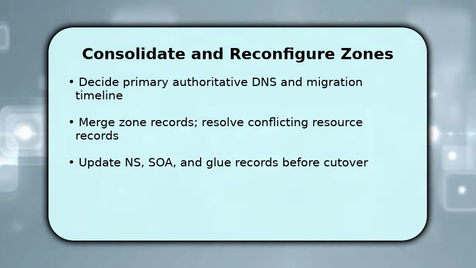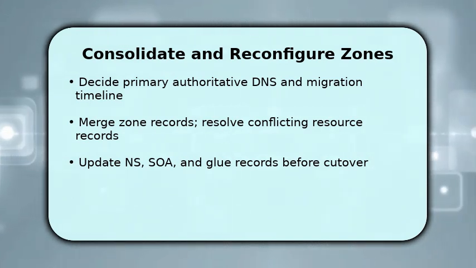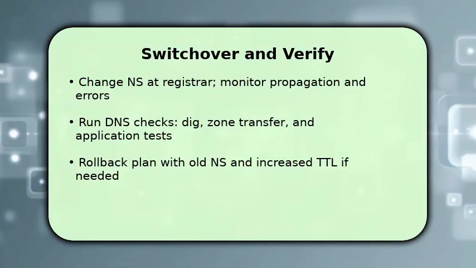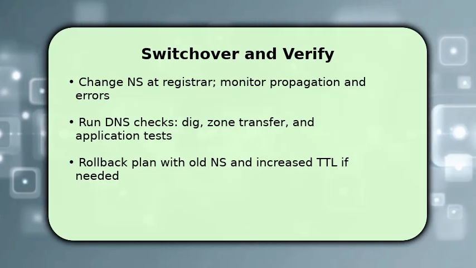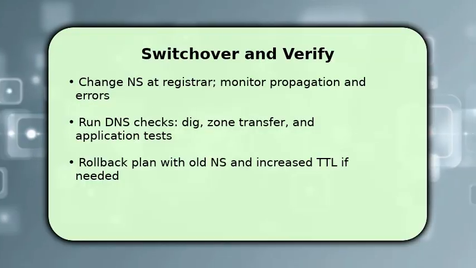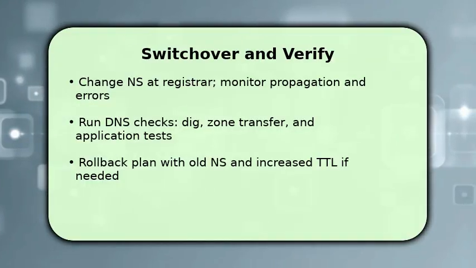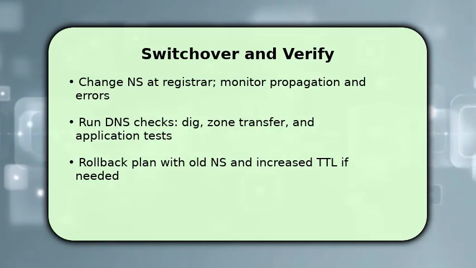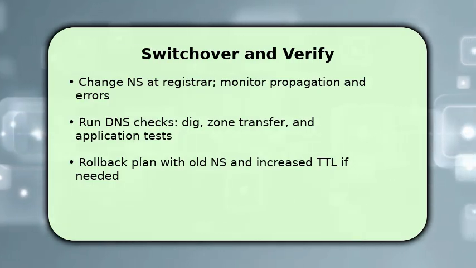You finish by cutting over and validating everything end-to-end. Update the registrar NS records to point at the consolidated authoritative servers, then monitor propagation with dig and live application tests. Watch for failed MX deliveries or broken CNAME chains. Once stable, raise TTLs back to production values and remove legacy delegations.